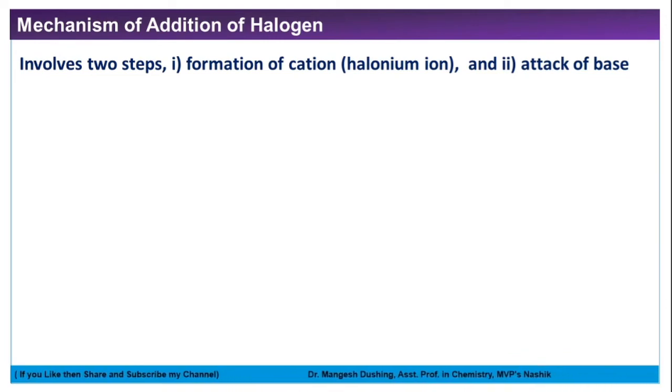A halonium ion is a halogen containing a positive charge, like carbon containing a positive charge is called a carbonium ion, like nitrogen containing a positive charge is an ammonium ion. A nitro group containing a positive nitrogen is called a nitronium ion. Oxygen containing a positive charge is an oxonium ion. In a similar manner, if a halogen contains a positive charge, it is called a halonium ion. So the first step is the formation of a cation, that is, the halonium ion.